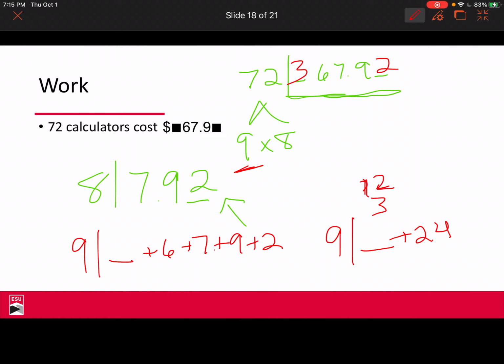So that means that the 72 calculators cost $367.92. And now remember the second part of the question was how much did each cost? Well, $367.92 divided by 72 calculators is $5.11 each. So the total was $367.92, and they were $5.11 each.